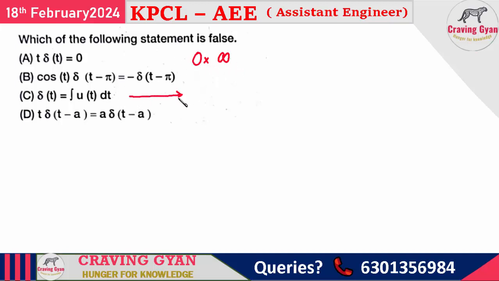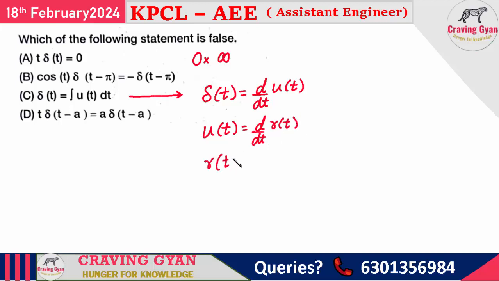I'm going to solve this third option. Delta of t, which is an impulse, is a derivative of u of t. Similarly, u of t is a derivative of ramp. Similarly, this ramp is a derivative of parabolic. Now, what they have given, instead of differentiation, they have given it as an integration. So straight away, option C is wrong. Think about option A also. Some of the persons are going to tell 0 multiplied by anything is 0. Straight away, they are going to come up with this way of explanation. Option C is going to follow.